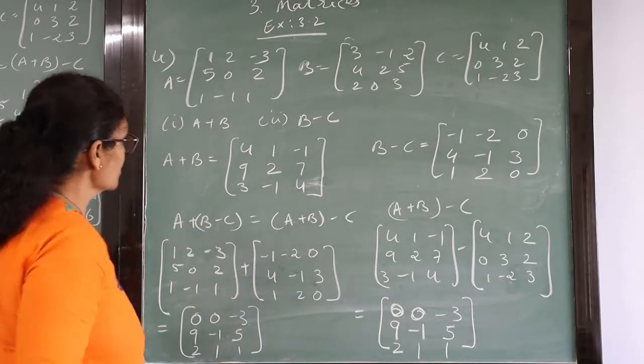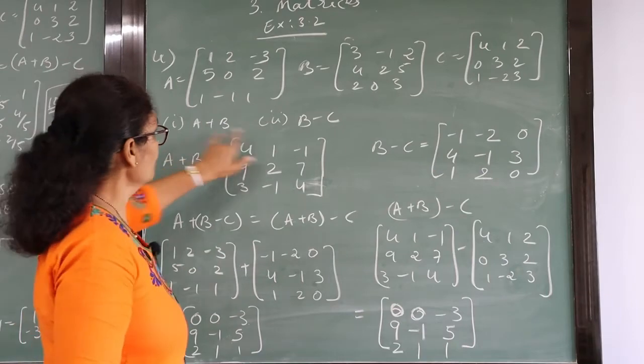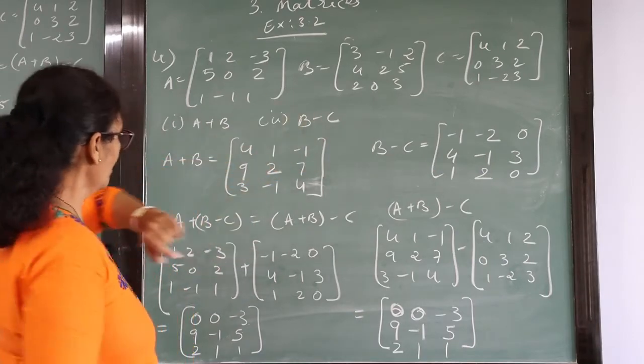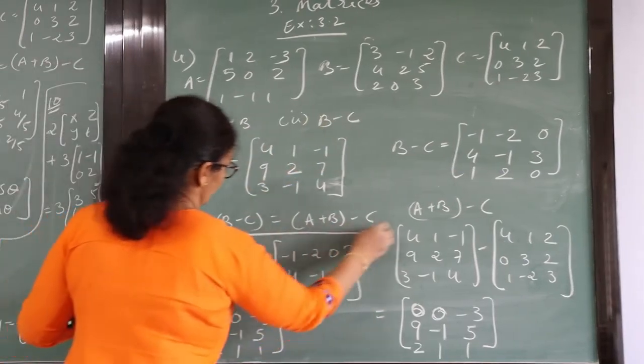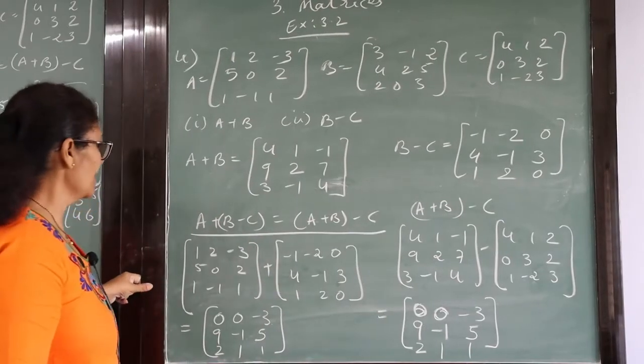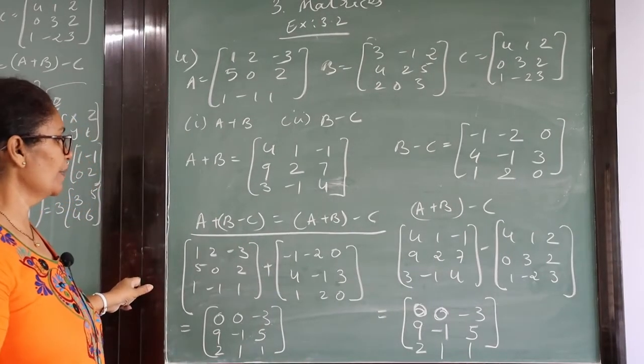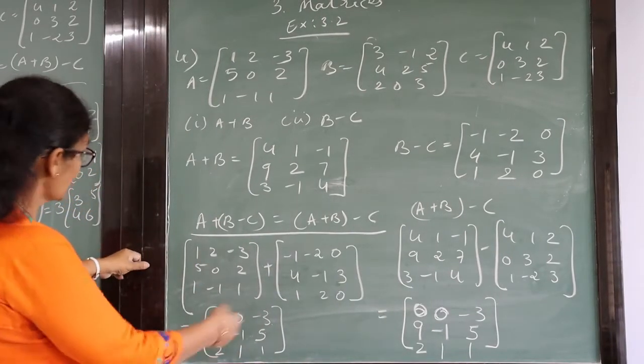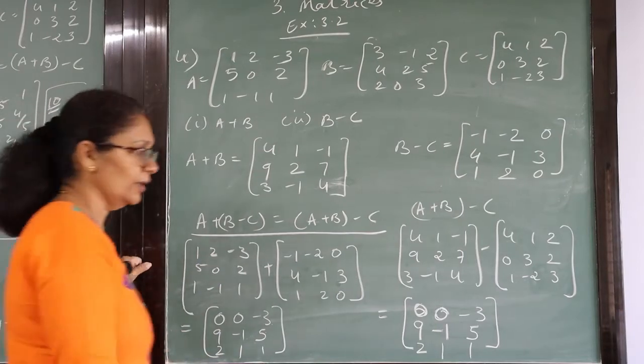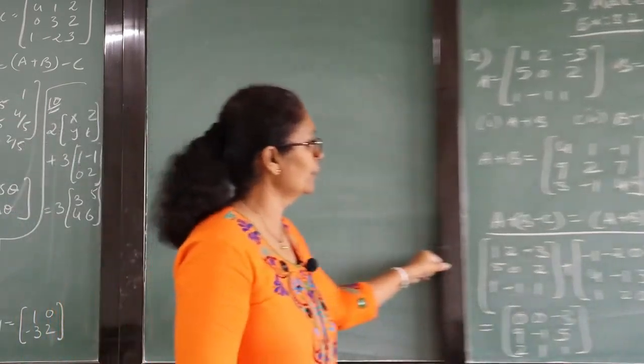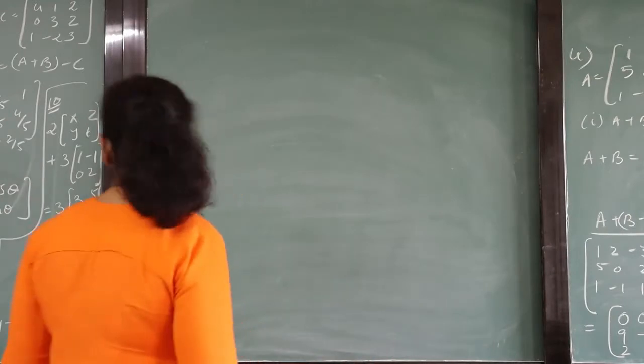So in our first question, A plus B you have to find, B minus C, and then you have to verify this result. So A plus B minus C equal to A plus B minus C. Simple addition and subtraction is that, so it will be easy and more clear to you. Now let's see the fifth question.